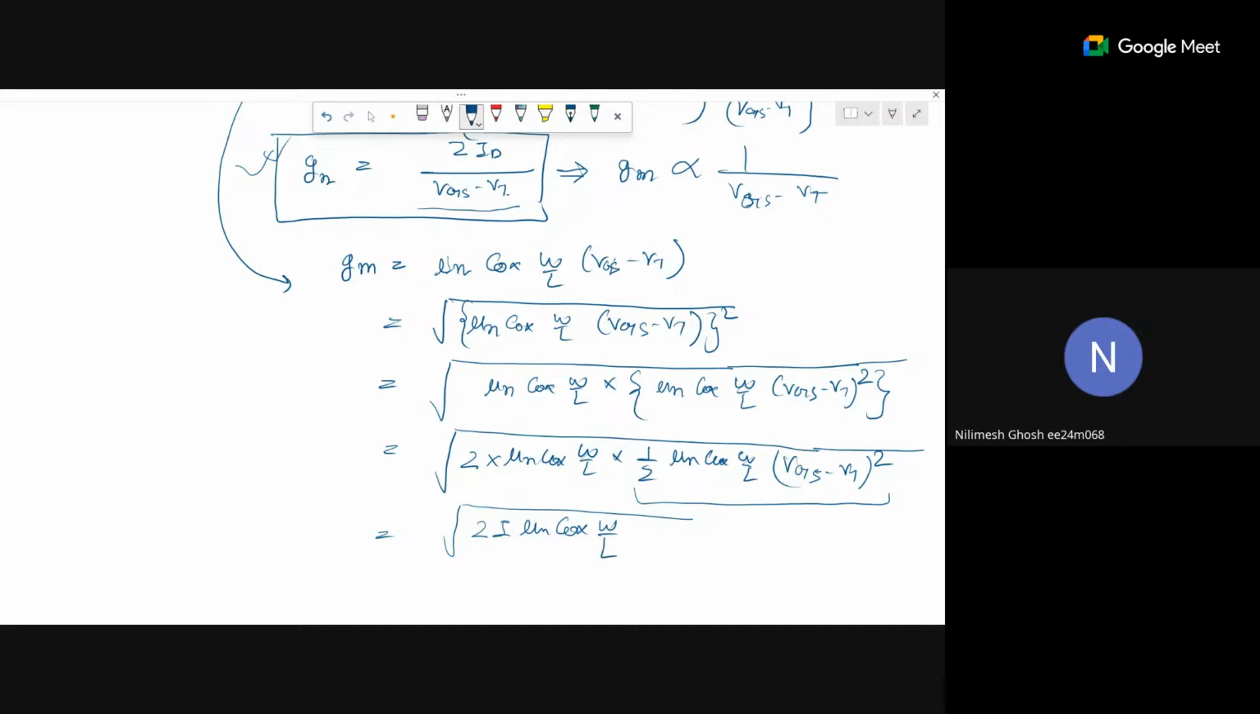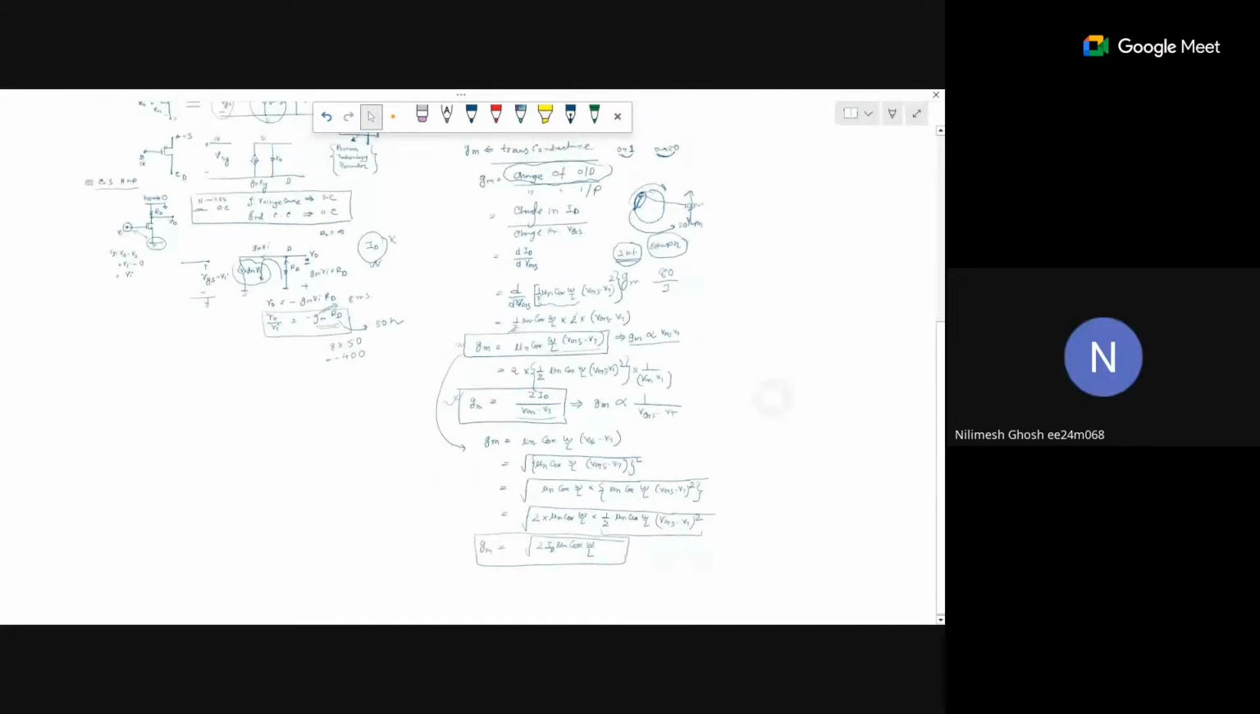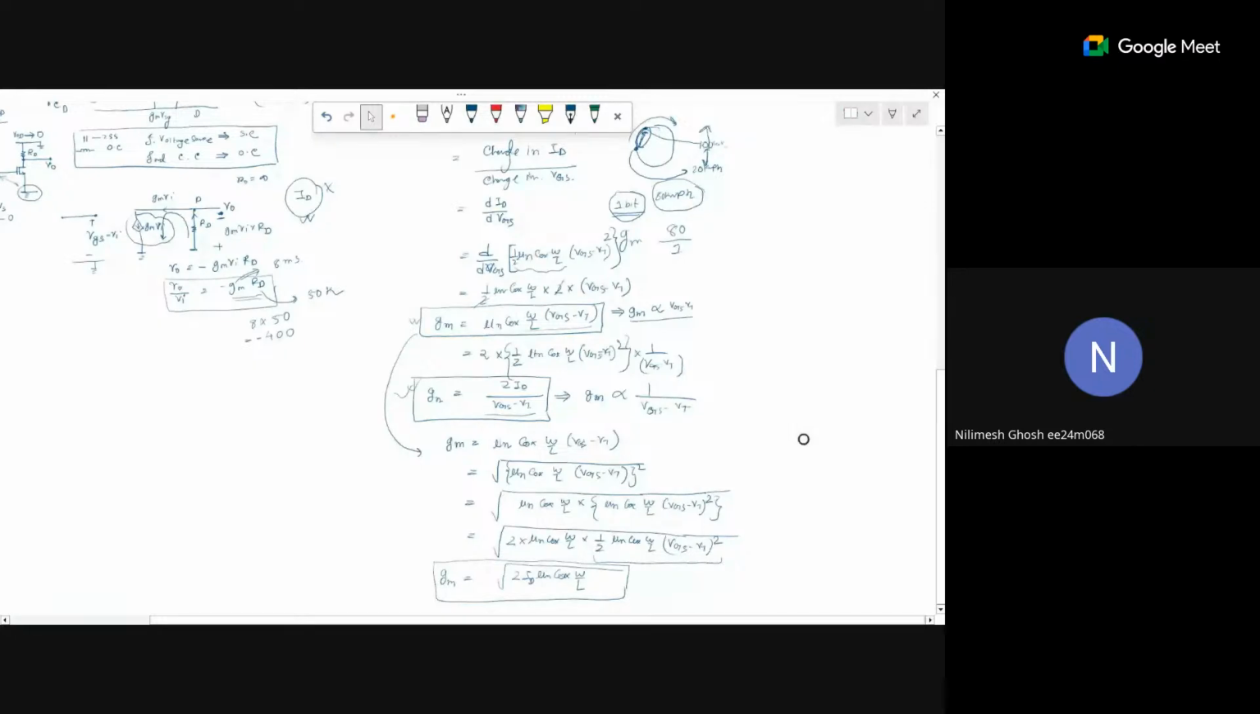Now see, at what time will it be useful to us? Let's say our gate overdrive voltage we don't know, but we know mu n Cox W by L and ID. Then this expression will help us. So we got the idea about GM. Total, we have 3 expressions of GM. The first does not depend upon ID, the second does not depend upon mu n Cox W by L, and the third does not depend upon gate overdrive voltage. Got it.